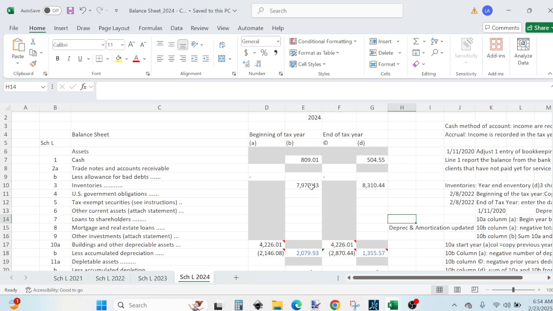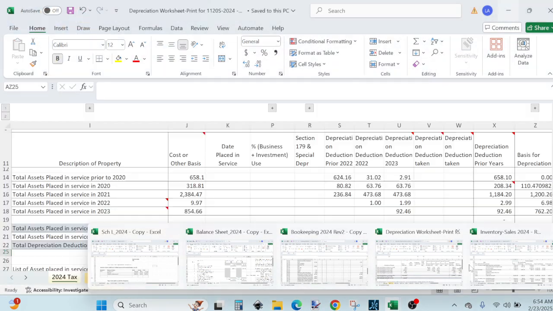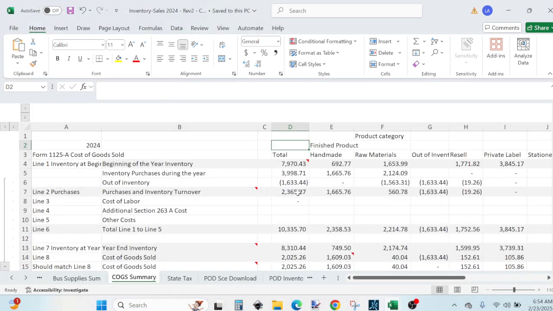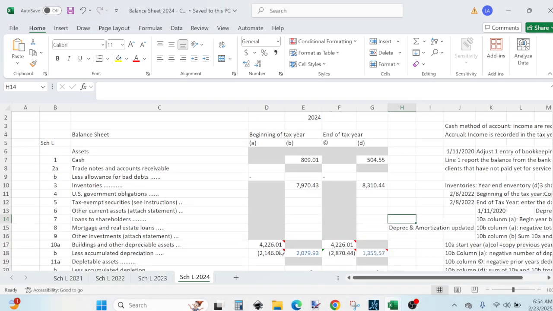For inventory, you'll use your inventory document, an inventory and sales spreadsheet if you are using a spreadsheet, or whatever document you are using, and we can quickly go look for inventory here. You'll have inventory at the beginning of the year, purchases during the year, and year-end inventory. So 8310. If you go back, 8310, you'll have that.